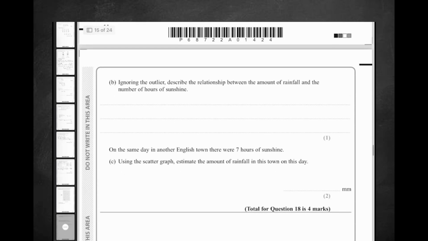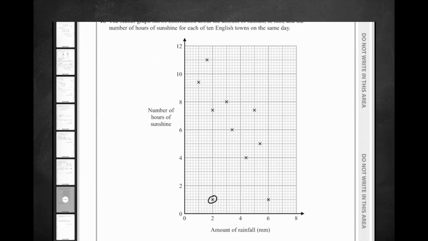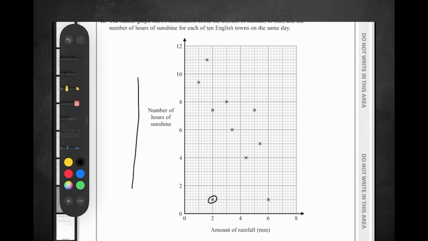Part B. Ignoring the outlier, describe the relationship between the amount of rainfall and the number of hours of sunshine. Well, as the number of hours of sunshine are going up, the rainfall is going down.